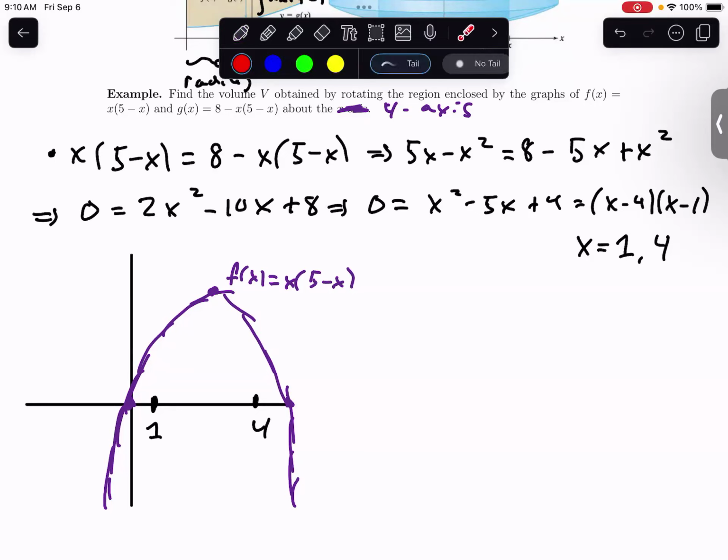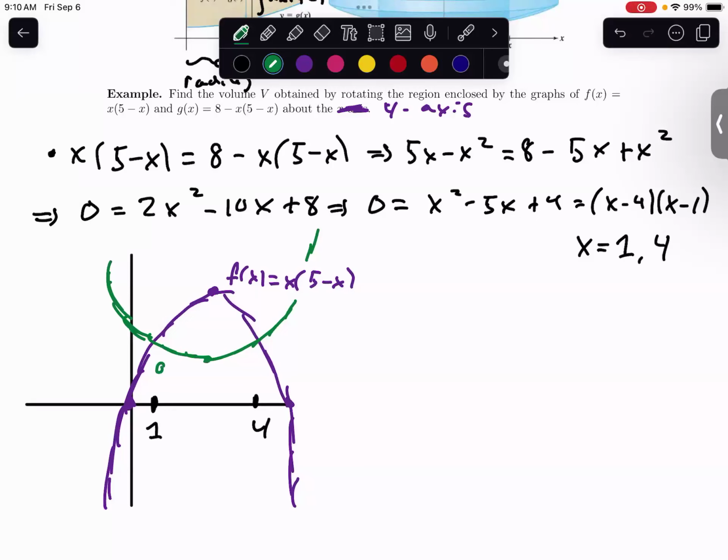And then the other graph that we have is this 8 minus 5x plus x squared. This is an upward facing parabola, and it's going to look something like this. It's not perfectly to scale, but just getting the general idea down. So I'm drawing it in green. What really matters is that you know they intersect at x is equal to 1 and 4, and that on this region we have f of x is greater than g of x.